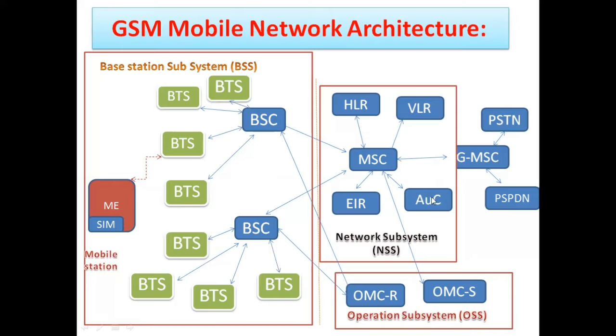Only if it is a valid user will it allow the MSC to proceed with further processing. Another important point: since it is an air interface, the user has to be uniquely identified. Even though we have the IMSI, the IMSI will not be transmitted all the time. Instead, it makes use of a TMSI, temporary mobile subscriber identity, to avoid SIM cloning. That temporary mobile subscriber identity is available in the visitor location register.